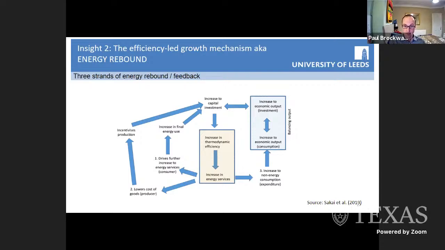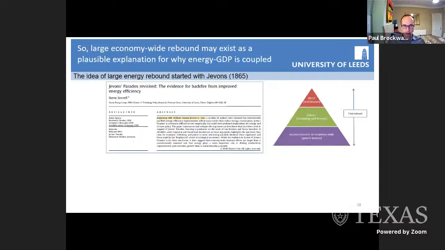And on a production side, knowing that the marginal propensity to consume is the way that economists think about $1 invested in the economy rippling through the economy and creating further economic growth. So this other strand captured that mechanism. So we have three different strands feeding into our model, largely helping us to understand the size of energy rebound in the model. And so lastly, we can get to the idea of how large economy-wide rebound could exist as a plausible explanation for why energy and GDP is coupled together. So the idea of energy rebound here, we have direct, indirect, and macroeconomic rebound.